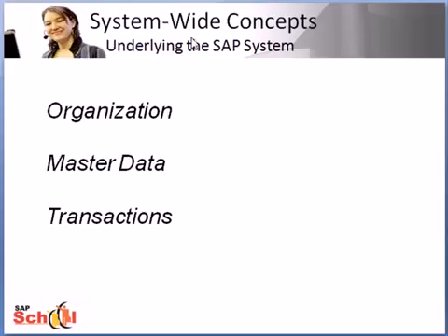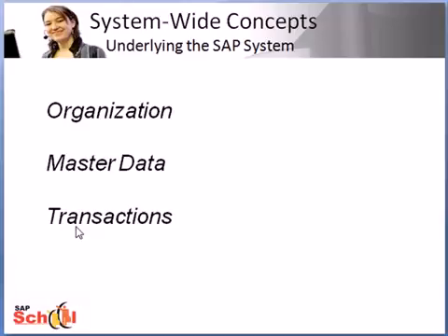We now take a look at some system-wide concepts underlying the SAP system. If you have to work with an SAP ERP system, you must know the meaning of these key concepts and how to work with them. So the first one is organization. This is a company's enterprise structure mapped on to SAP applications using SAP's organizational elements. The master data is created centrally and available to all the applications and all the authorized users. Master data also has an organizational aspect because its information is organized into views that are assigned to organizational elements.